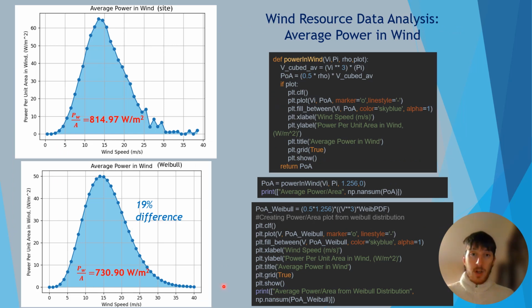I created a function here to calculate the power per unit area in the wind using the equations from earlier. This came out at 814.97 watts per meter squared. Afterwards then I did the same thing to get a value associated with the Weibull distribution, where there appeared to be a 90% difference. So this could come down to uncertainty in the wind speed measurements, just noting that any uncertainty in the wind speed will be cubed for the power. So that could provide a potential explanation.